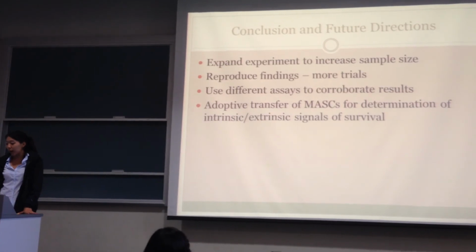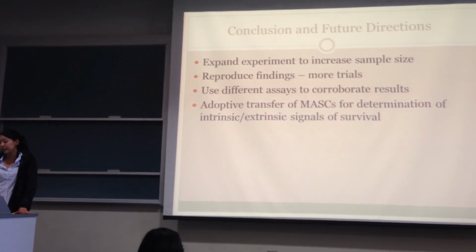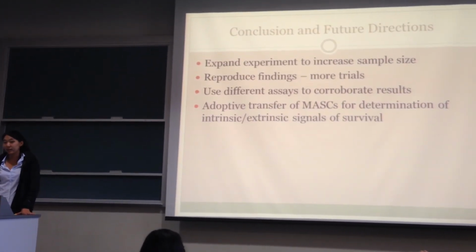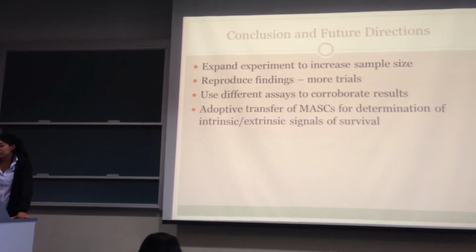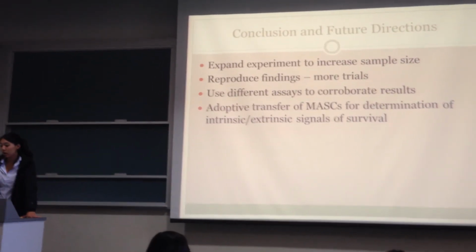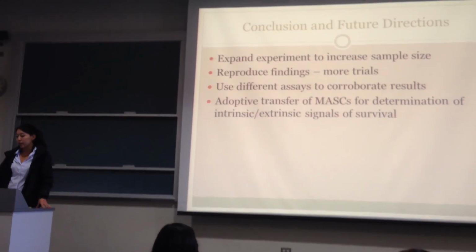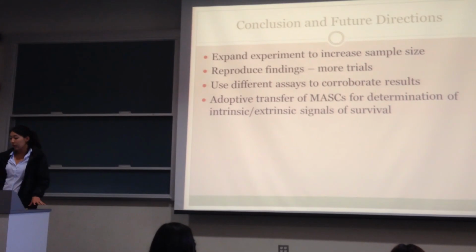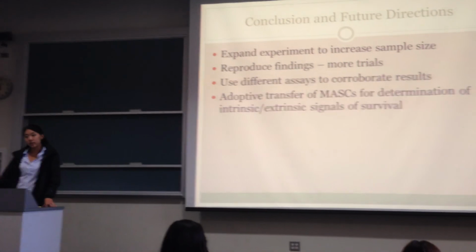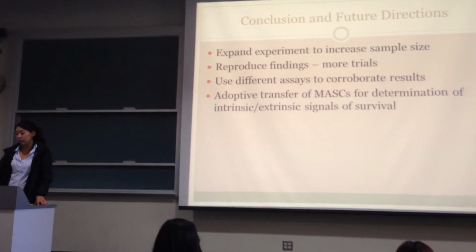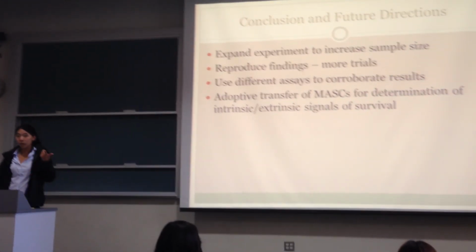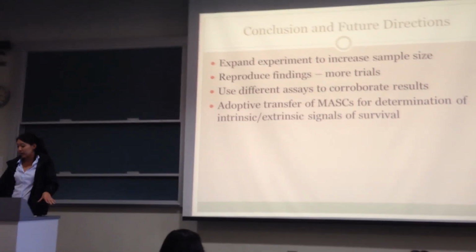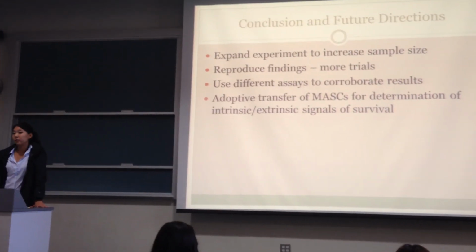So in the future, I would like to expand the experiment to increase my sample size, reproduce findings, that is to say, conduct more trials, and use different assays to corroborate my results. And in the future, it would also be interesting to adoptively transfer these cells into mice of different levels of infection, such as naive, acutely infected, and then persistently infected, to determine whether the signals of survival are intrinsic or extrinsic to the cell.